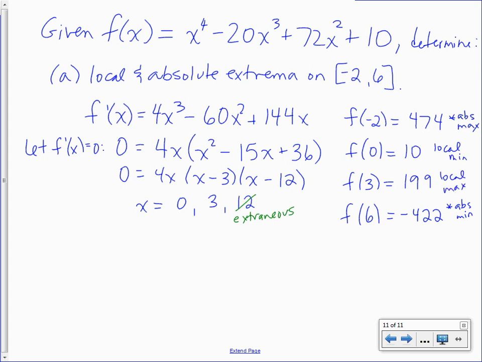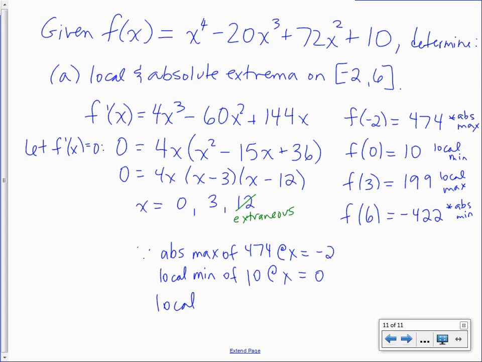So now don't just leave it like this. I don't mind if you write this next to it, but I would like you to have some conclusion. So you're going to say, therefore, absolute max of 474 at x equals -2. Local min of 10 at x equals 0. Local max of 199 at x equals 3. Absolute min of -422 at x equals 6. Answer.